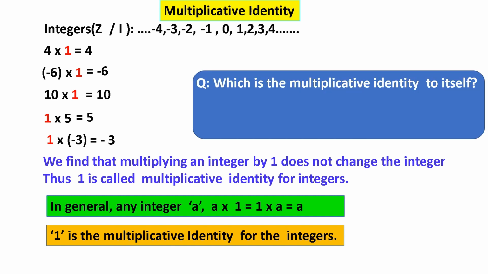So now question, which is the multiplicative identity to itself? Can you guess? The answer is 1. The reason: 1 into 1 we get the same 1. So 1 is called the multiplicative identity.